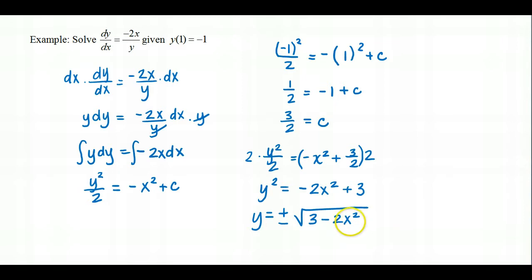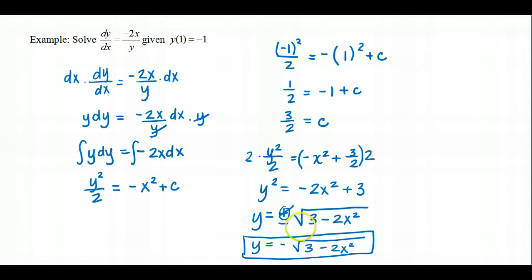So if I plug in a 1 here, I'm going to get 1 squared is 1, times 2 is 2, 3 minus 2 is positive 1. Now if I choose the positive option here, then I'm going to end up with positive 1 as the output, but I need a negative 1. So that means that I ignore the positive option, and I can only choose negative the square root of 3 minus 2x squared. So the negative square root option is my final solution.